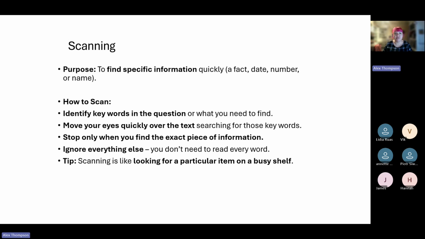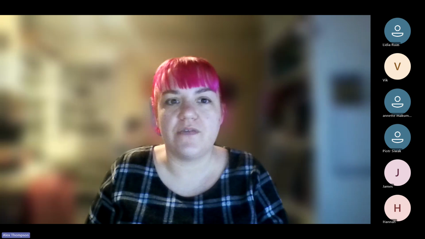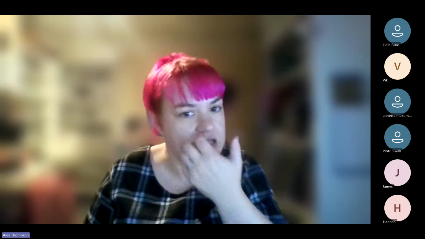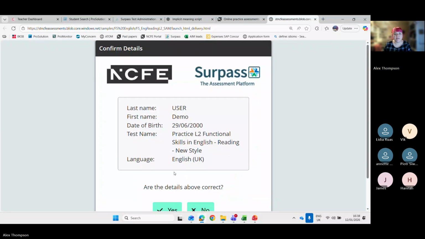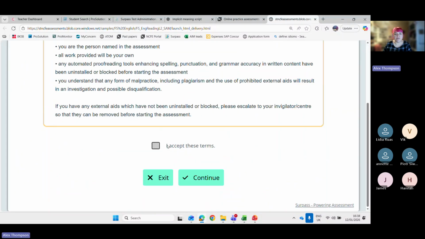Now, just going to stop sharing the PowerPoint briefly. And although we are going to be having a look at one of these exams in the lesson on Thursday this week, where we're going to be looking at the full exam, we are just now going to open up one of the sample materials from the exam board. This is a level 2 reading exam in the new style from the exam board.